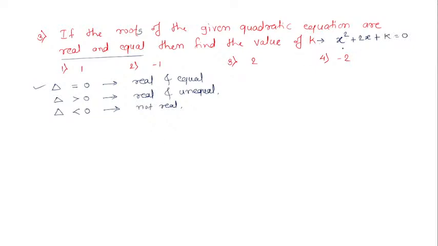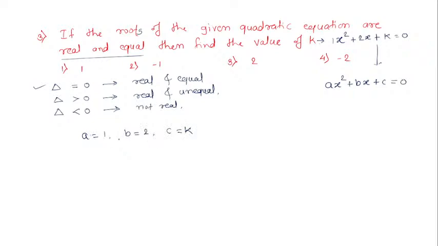Now to find the value of delta, that is the discriminant, we have to compare this equation with the standard form. We know the standard form of a quadratic equation in one variable is ax square plus bx plus c is equal to 0. If we compare these two, instead of a we have nothing here, so it must be 1. So the value of a is 1, value of b is 2, and value of c is k.